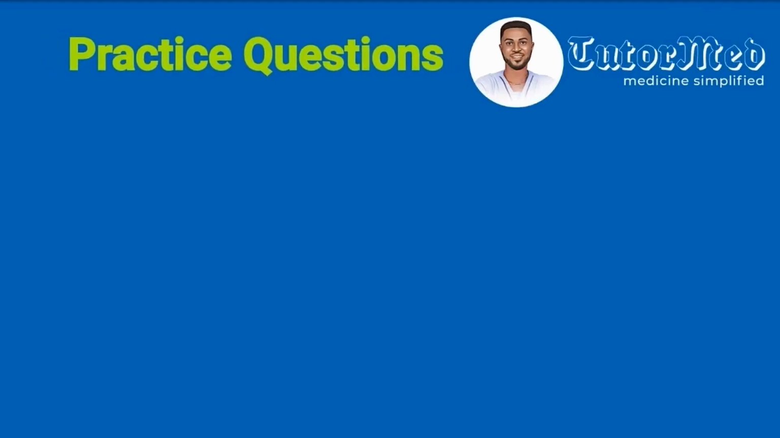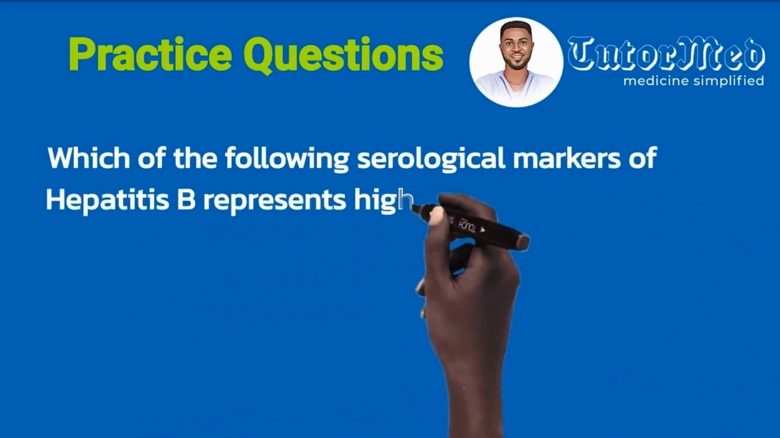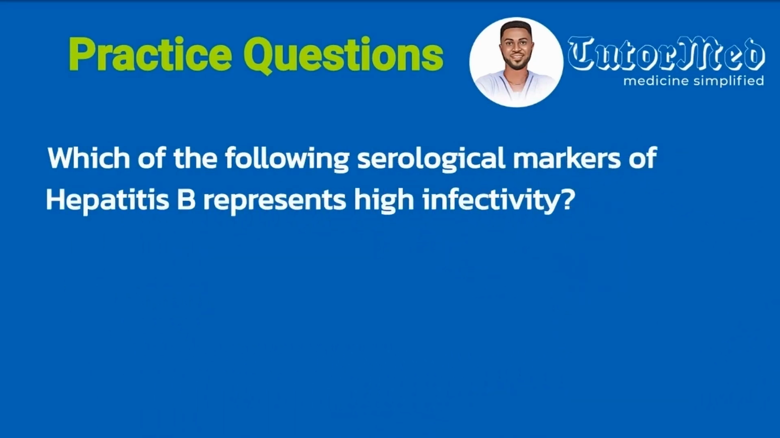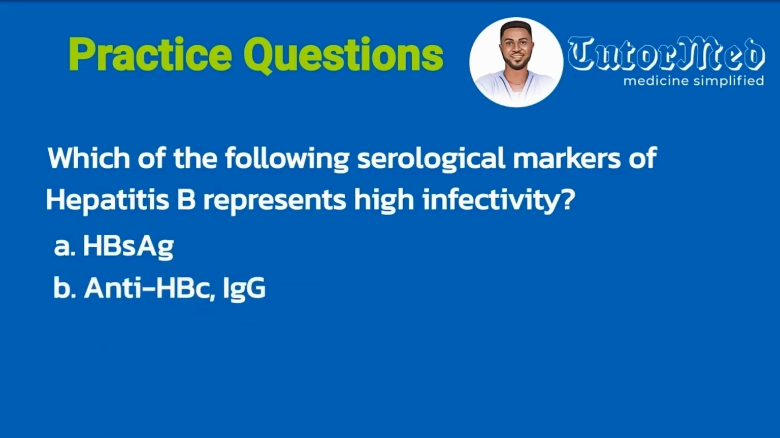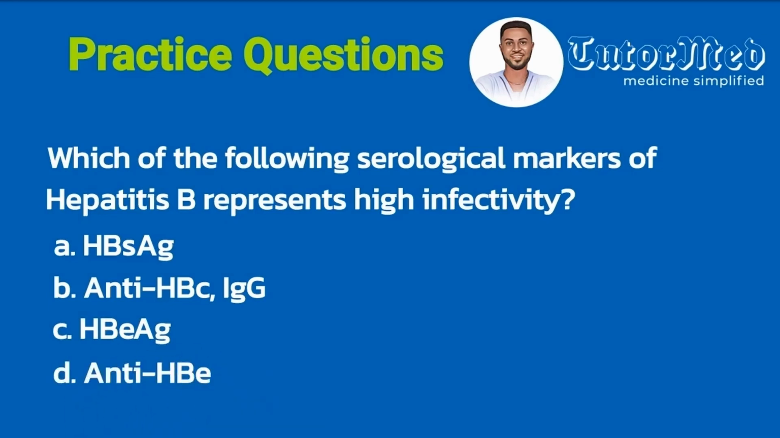Okay, folks, let's look at some practice questions. The first question is, which of the following serological markers of hepatitis B represents high infectivity? A, the surface antigen. B, the core antibody, the IgG. C, the envelope antigen. D, the envelope antibody. And E, the surface antibody. Which of them do you think represents high infectivity?